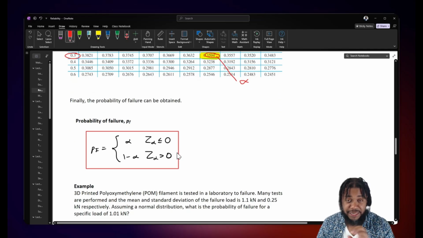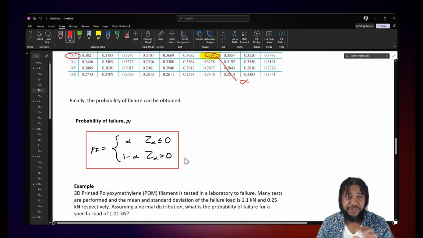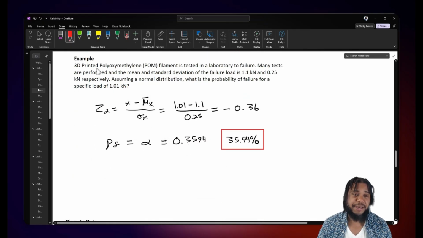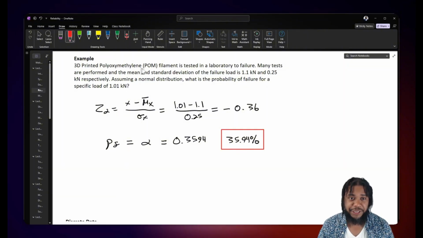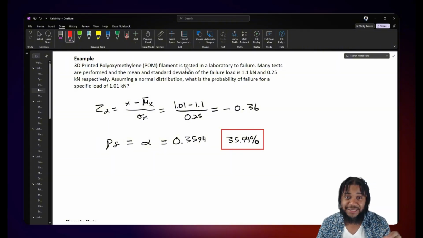So let's do an example. Let's do an example of reading this map and figuring out what the probability of failure is for a problem. So in this example, we have 3D printed polyoxymethylene or POM filament. It's the same type of one of the filaments you can print on a MakerBot or a Bamboo Labs, right? And we're testing that filament in a laboratory to failure. So we're pulling it apart and finding its failure load.